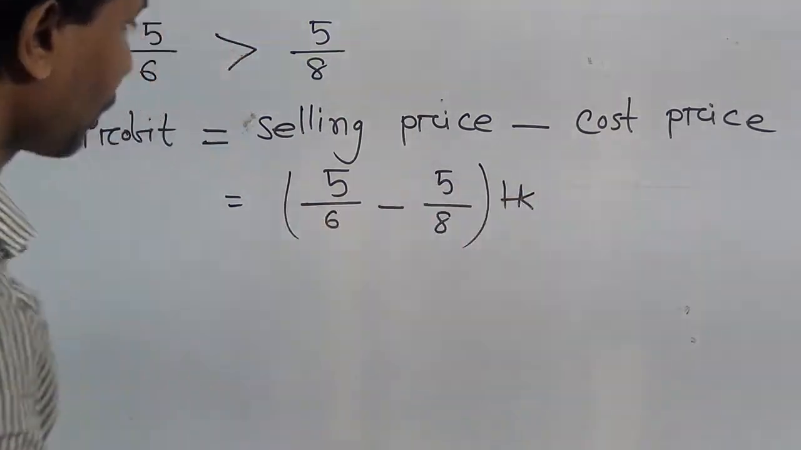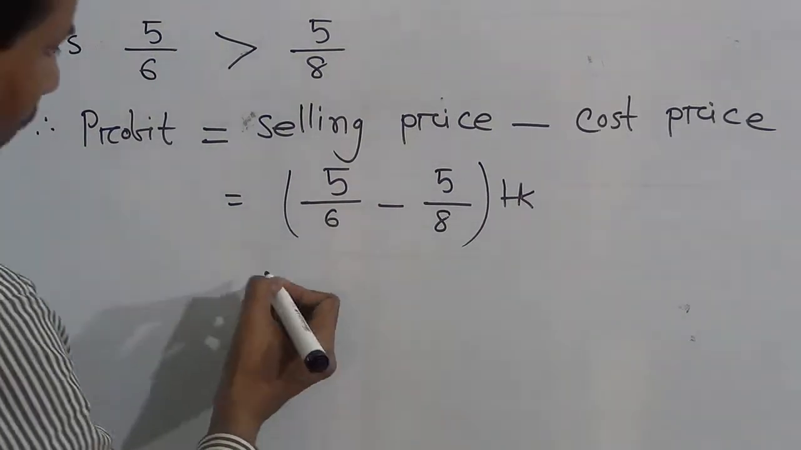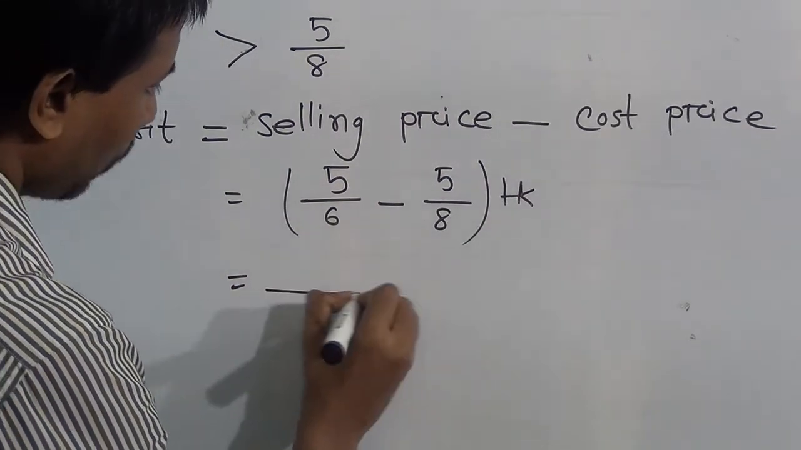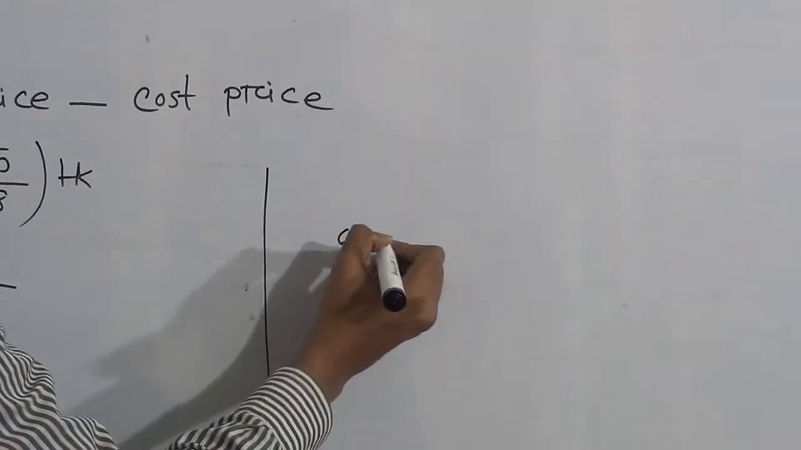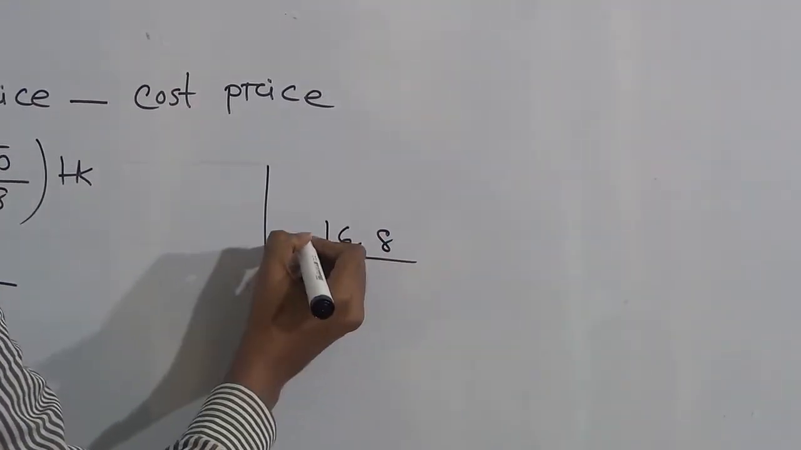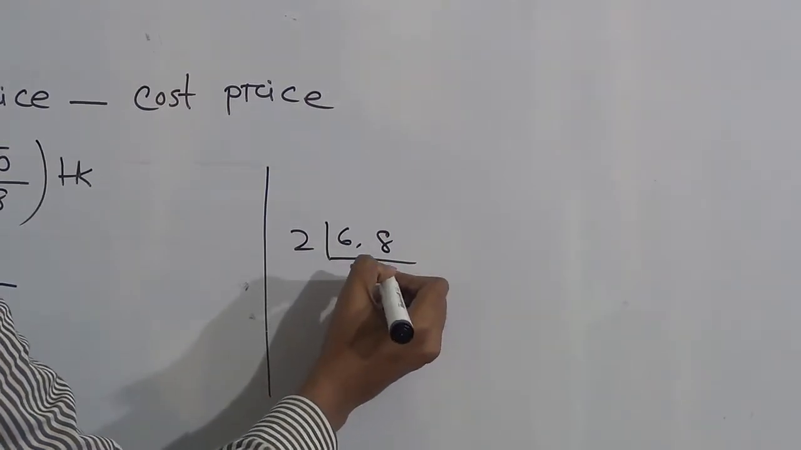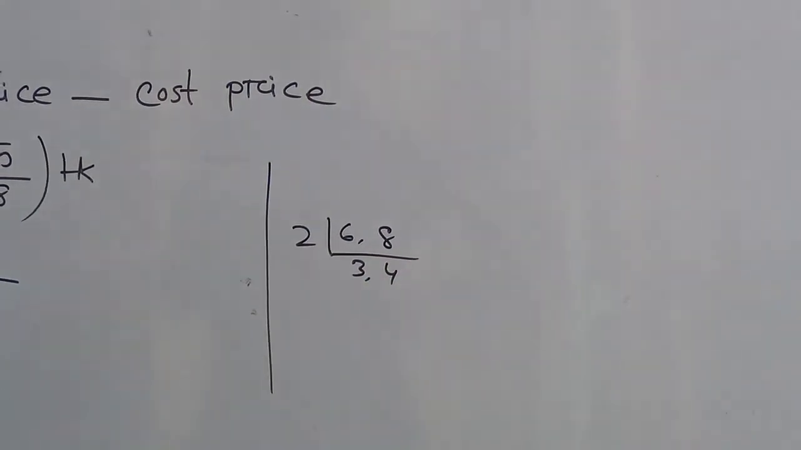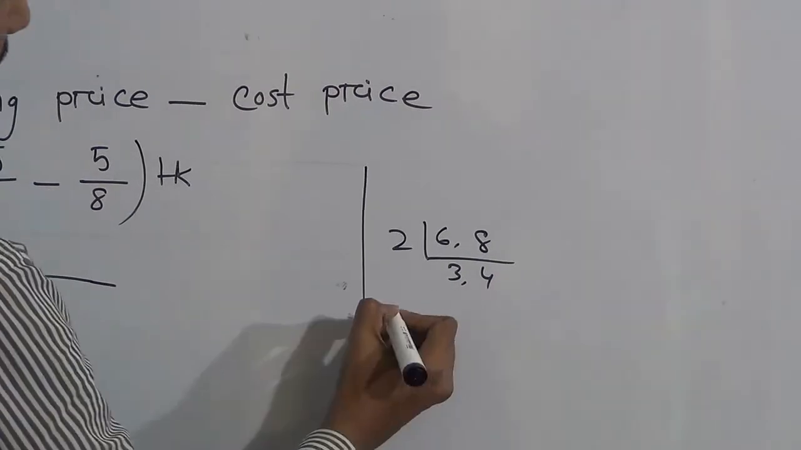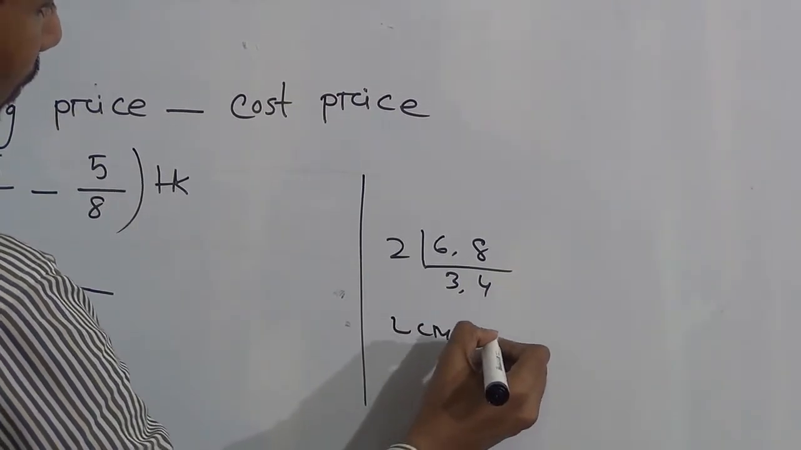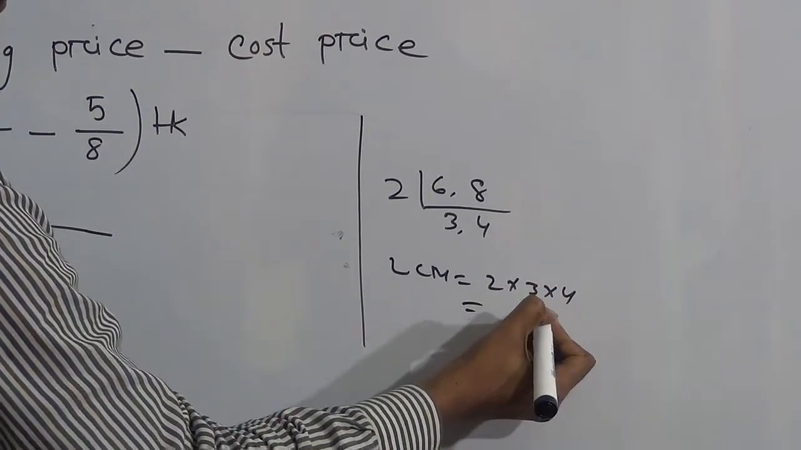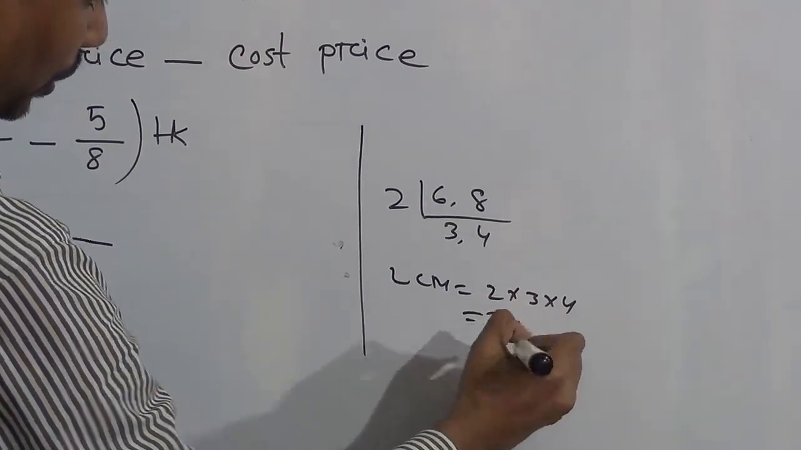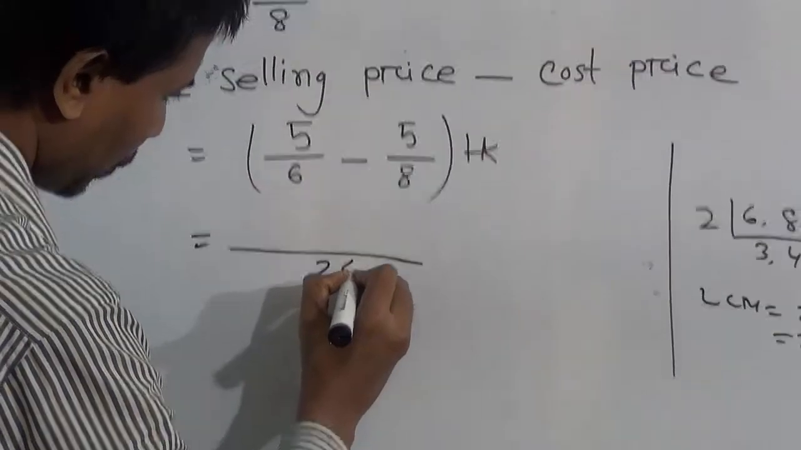Okay, now do the LCM of 6 and 8. Do rough work here with 6 and 8. Do LCM with 2, 3, 4. Therefore the LCM of 6 and 8 is 2 × 3 × 4. This is equal to what? 3 fours are 12, 12 twos are 24. Right here, 24.